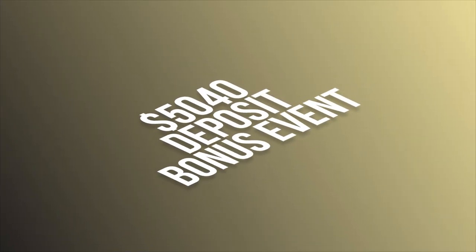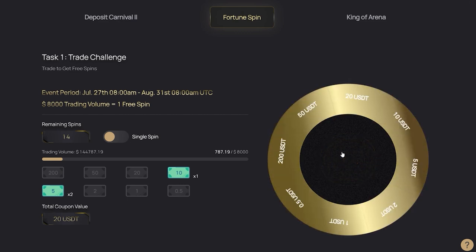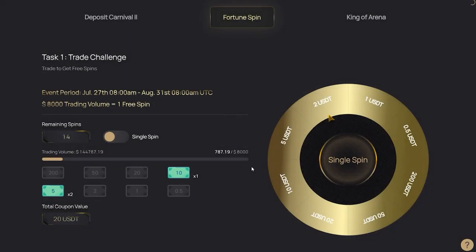$5,040 deposit bonus event. Besides that, by making deposits you can win up to $5,040 and use them during trading to offset 60% of the losses and fees.